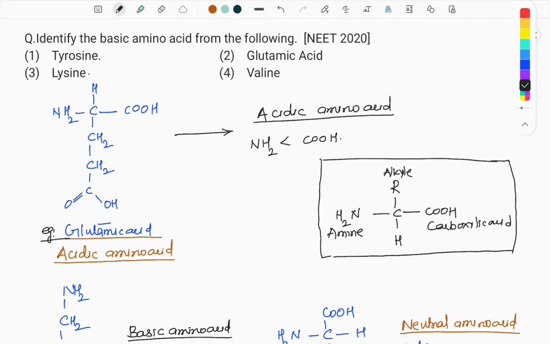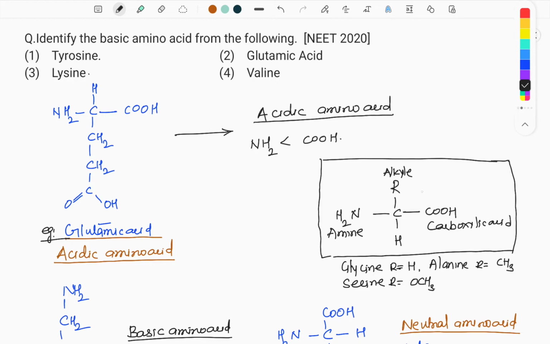In serine it is methoxy. So if you see, in glycine R is equal to hydrogen, whereas in alanine R is equal to methyl group, whereas in serine R is equal to methoxy. So these are general information about the amino acid. Now these amino acids are of three types: acidic, basic, neutral.